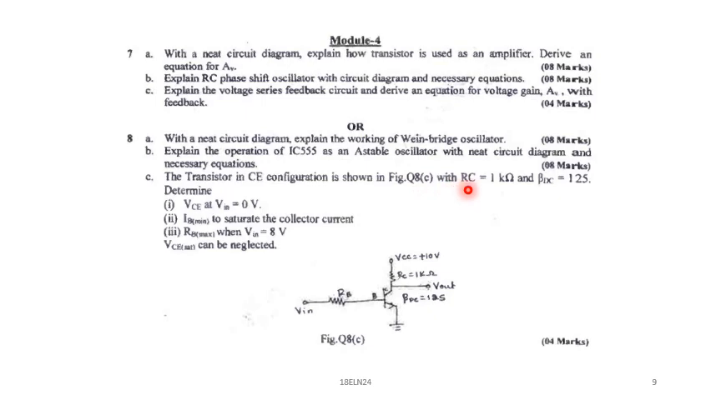8C, with RC equal to 1 kilo and beta DC equal to 125. Determine the first one, VC at Vin equal to 0, IB min to saturate the collector current, and RB max when Vin is equal to 8 volt. And here VC saturation can be neglected, so you can consider it as 0. So module 4 is related to the amplifier circuits, oscillator circuits, feedback amplifier, and the IC555 timer. We will discuss how the marks are distributed for each question here.